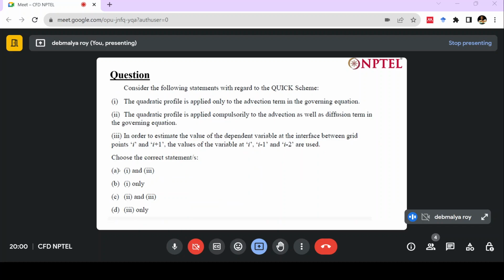Let's go to the next portion. This is the QUICK scheme. This is another kind of scheme. It has a big full form. Mostly, the most important thing is that here the shape function is quadratic.